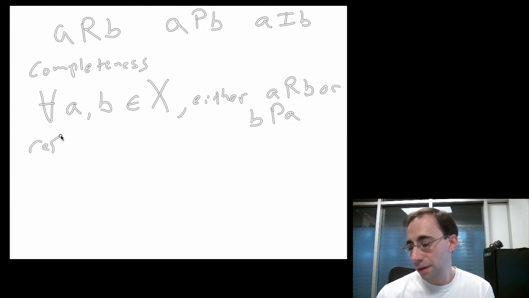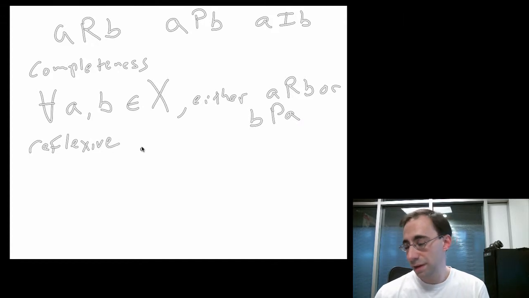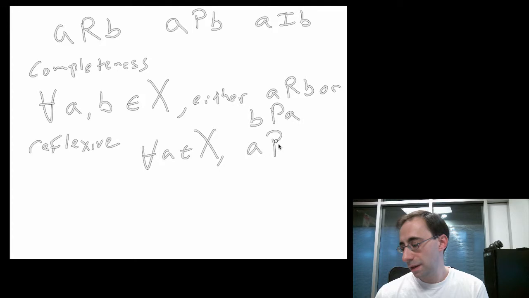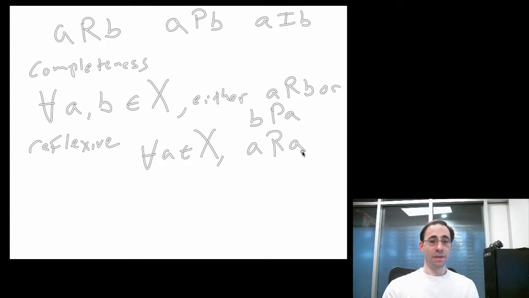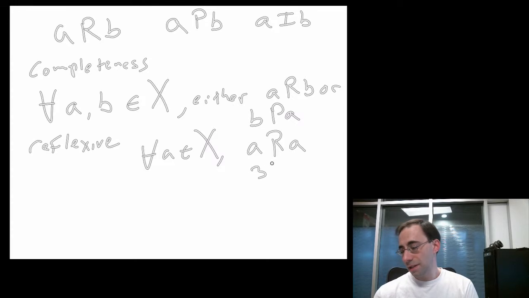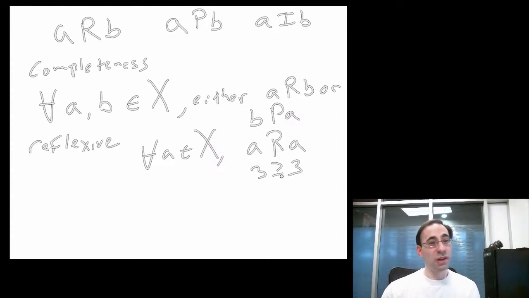Another property that's commonly used is reflexive. Reflexive is an odd one. For all elements in your set, an element is at least as good as itself. You might think it's kind of pointless, and in a sense it is. It's kind of akin to saying 3 is greater than or equal to 3. That's true, but uninteresting. But it's an important property nonetheless that we generally assume is true.